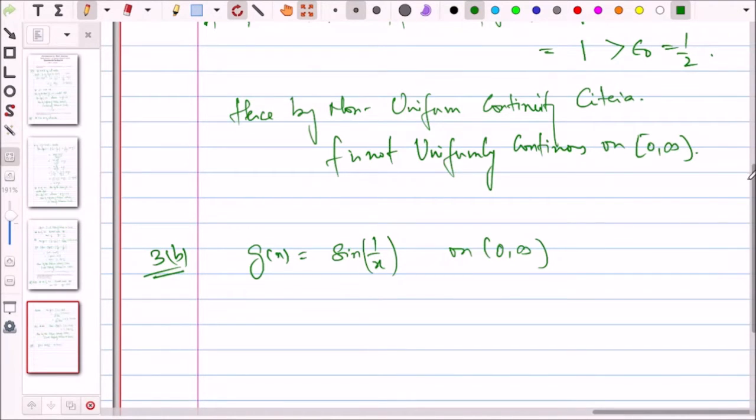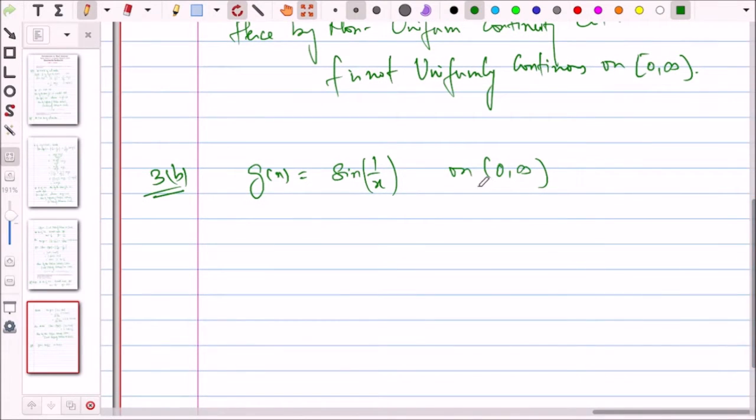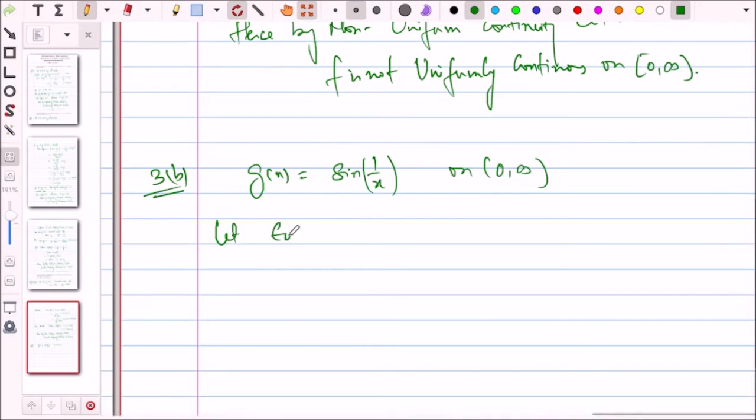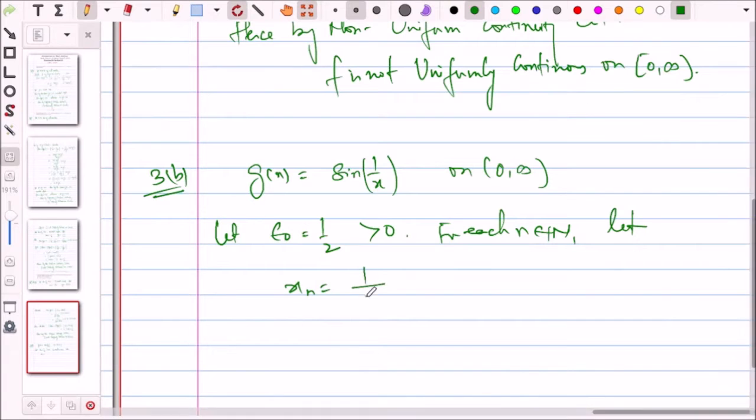So on the same lines, we can show that it is not uniformly continuous on the interval 0 to infinity. Let epsilon naught equal to 1 by 2, which is greater than 0. For each n belonging to N, let xn equal to 1 by 2n pi, the same which we took while showing that the function sine 1 by x is not uniformly continuous, and yn equal to 1 by 2n pi plus pi by 2 for all n belonging to N.